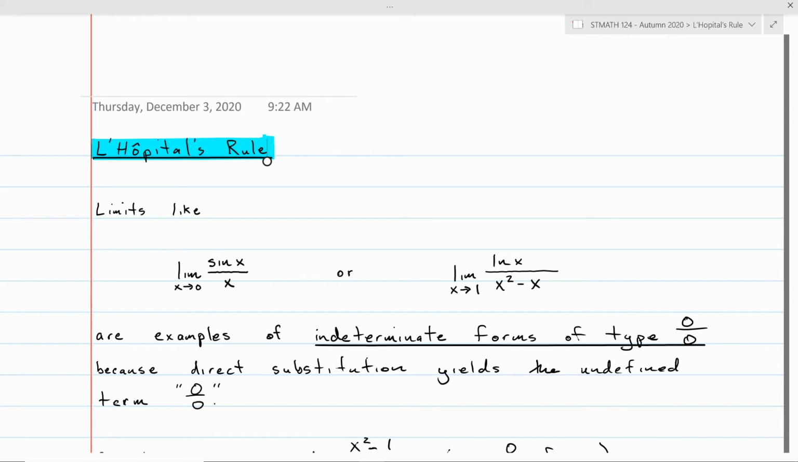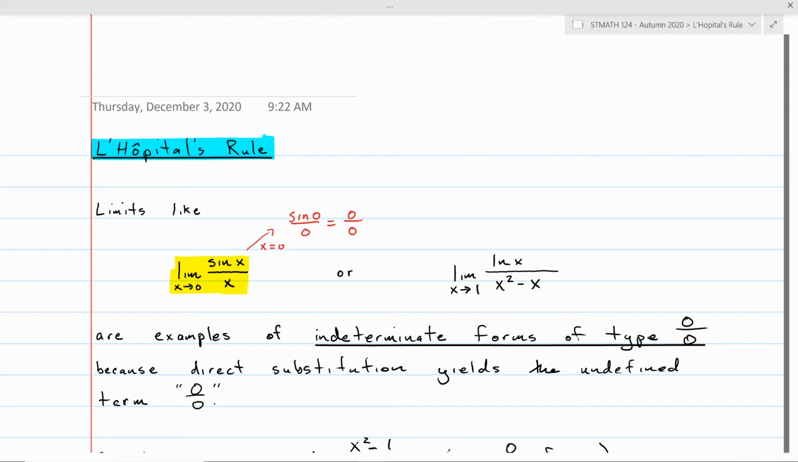So this first example that I have here, the limit as x approaches 0 of sine of x over x. When you try to substitute x equals 0 into that thing, then direct substitution yields sine of 0 over 0, which is just 0 over 0. And of course, 0 over 0 is an undefined term. And so direct substitution doesn't work on this.